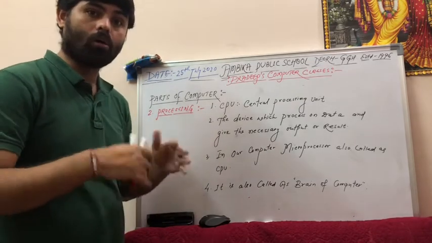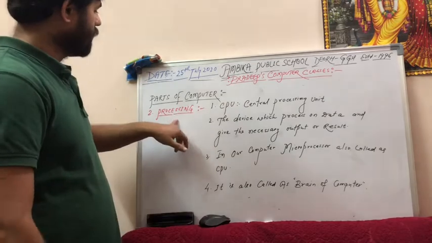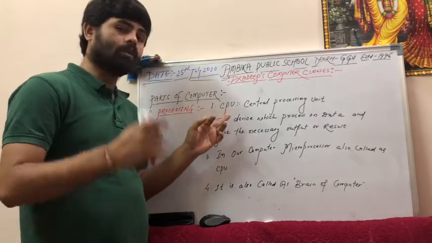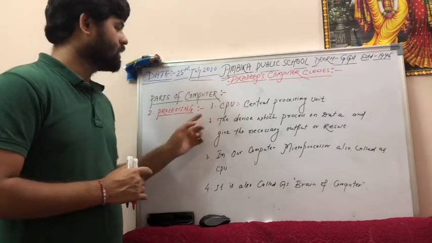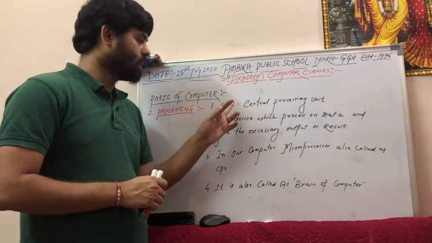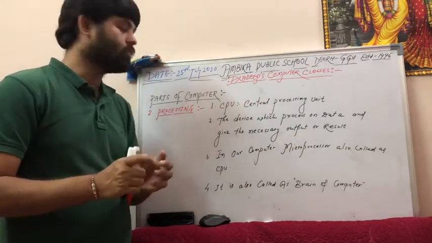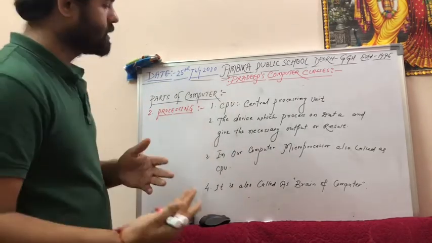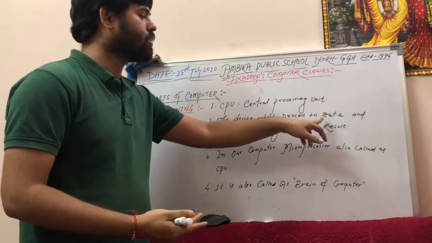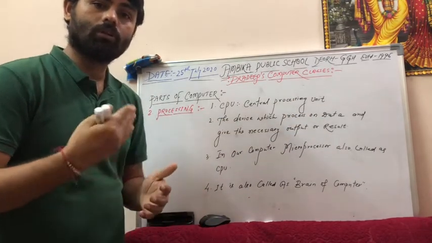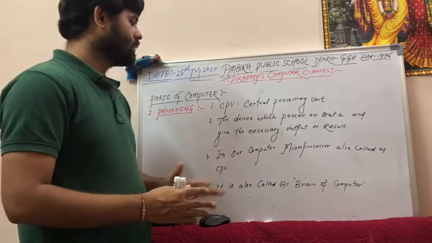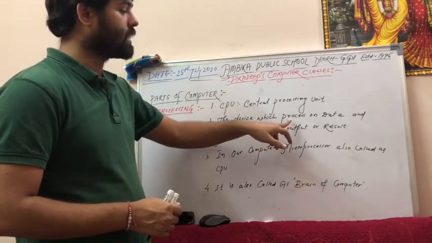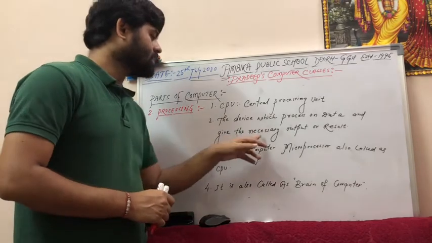Then we will see how basically the CPU is working. So when I talk about processing in terms of computer, that means the part of the computer which is responsible for the processing is called Central Processing Unit. The Central Processing Unit is the part of the computer which is responsible for doing any type of processing. Processing means the device which processes data. So whatever data you are giving to the computer, the Central Processing Unit is the device which is taking the action, processing and giving the necessary output or result.